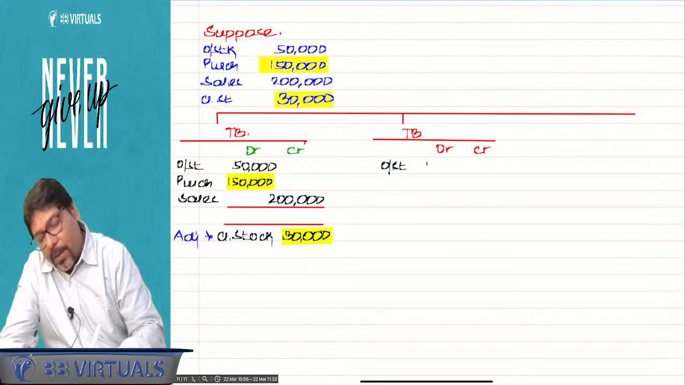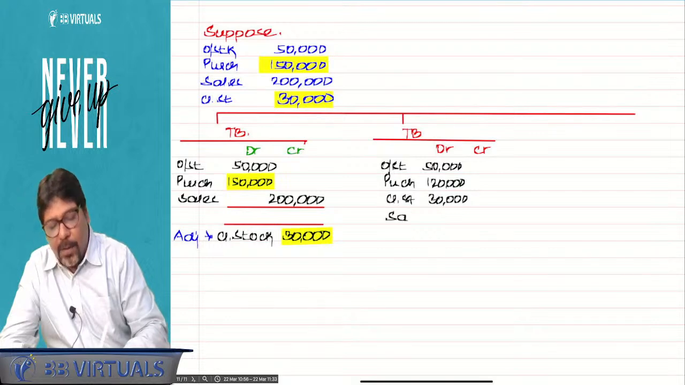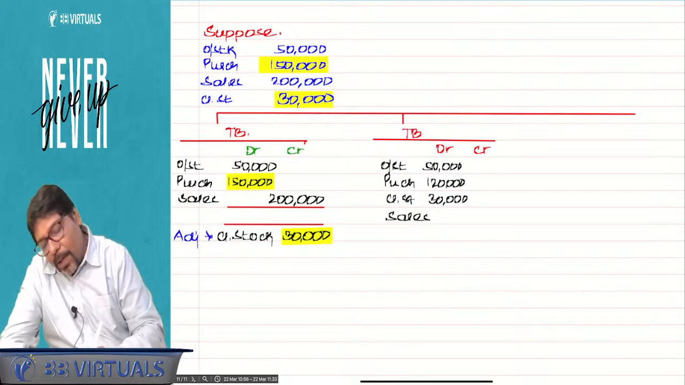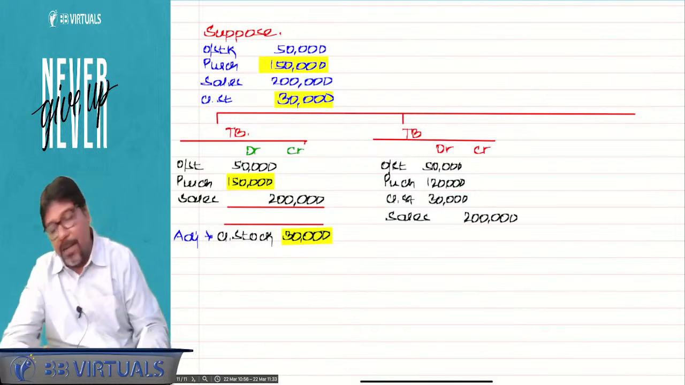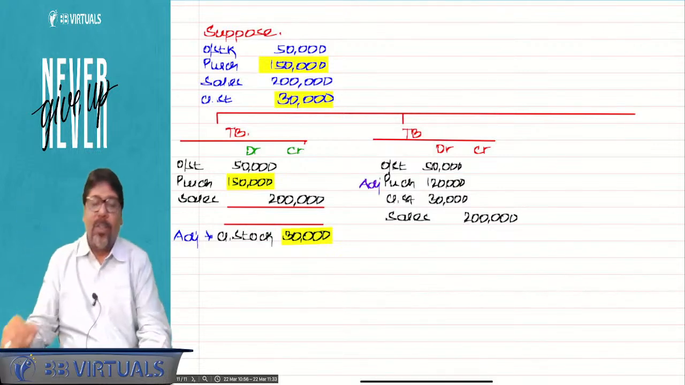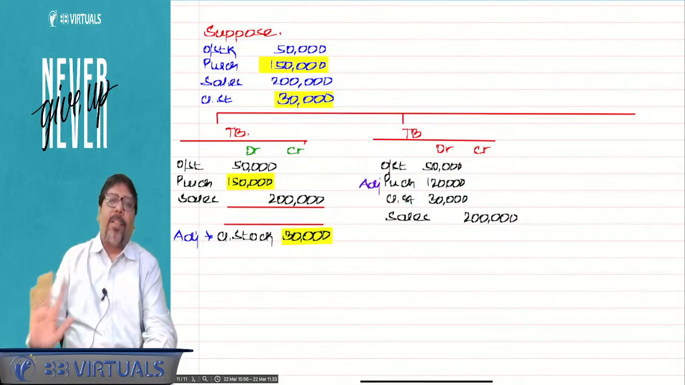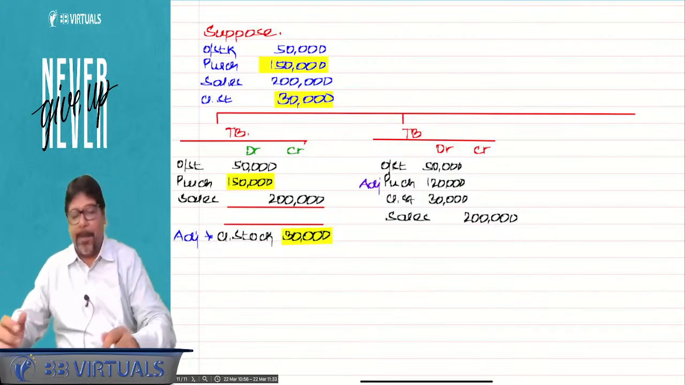I will show opening stock how much? 50. Purchase I will show how much? Sir, 120. And closing stock I will show how much? Sir, 30. And sales I will show how much? Sir, sales you will show 2 lakh. Correct? Yes or no? Yes. Now chartered, this purchase we call adjusted purchase. We have adjusted closing stock from this. So will you remember? Yes.